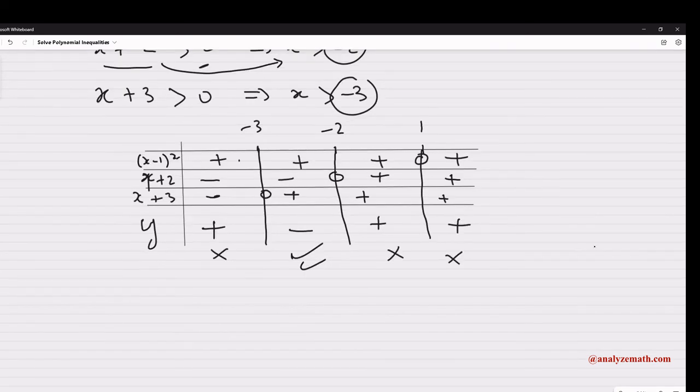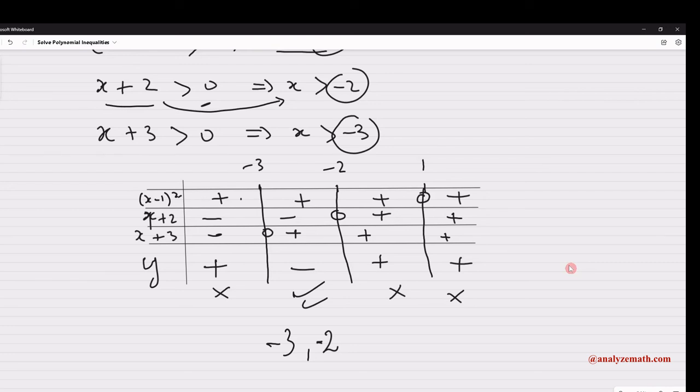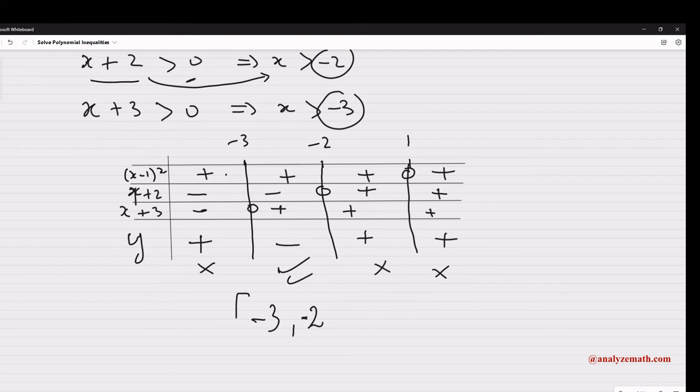So minus 3, minus 2. Do we include the minus 3 and the minus 2 or not? Yes, we include them because they give us 0, and we want the 0. Equal to 0 is included. So here is the interval, closed here, meaning minus 3 and minus 2 are included. Question: are these the only solutions?